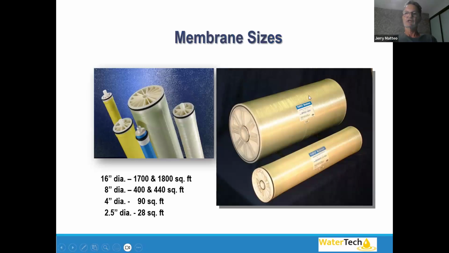It's a little bit distorted here, but the most common membranes, on the right, are 8-inch diameter by 40 inches long and 4-inch diameter by 40 inches long. They're the most common, but there are even smaller ones. We won't get into this too much, but inside these membranes is our membrane surface: 30 square feet of membrane surface, and 4-inch membranes less. So they make less water.